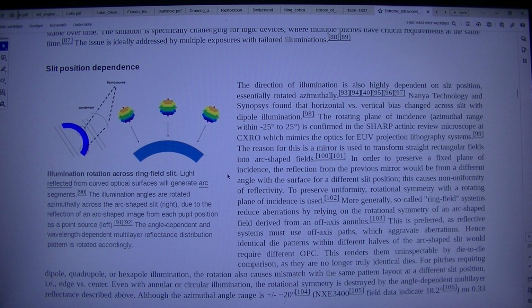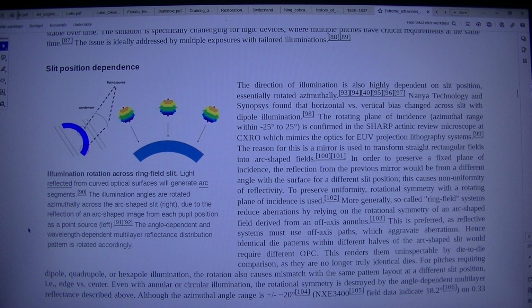More generally, so-called ring field systems reduce aberrations by relying on the rotational symmetry of an arc-shaped field derived from an off-axis annulus. This is preferred, as reflective systems must use off-axis paths, which aggravate aberrations. Hence, identical die patterns within different halves of the arc-shaped slit will require different OPC. This renders them uninspectable by die-to-die comparison, as they are no longer truly identical dies.